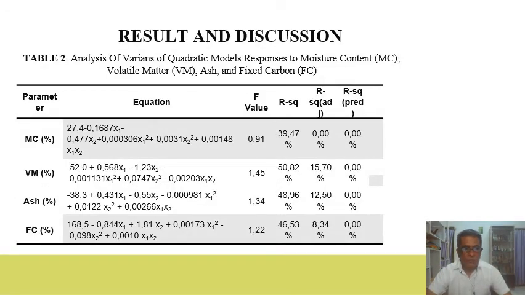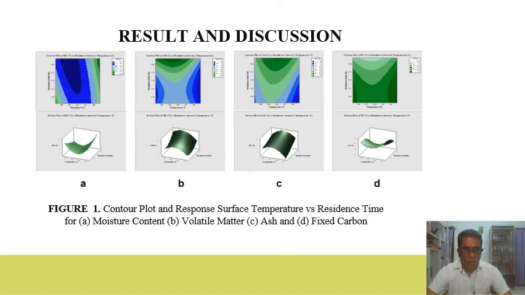Table 2 presents the analysis of variance of the quadratic model response to moisture content (MC), volatile matter (VM), ash, and fixed carbon (FC). Figure 1 presents the contour plot and response surface of temperature versus residence time. Figure 1A is moisture content, B is volatile matter, C is ash, and D is fixed carbon.